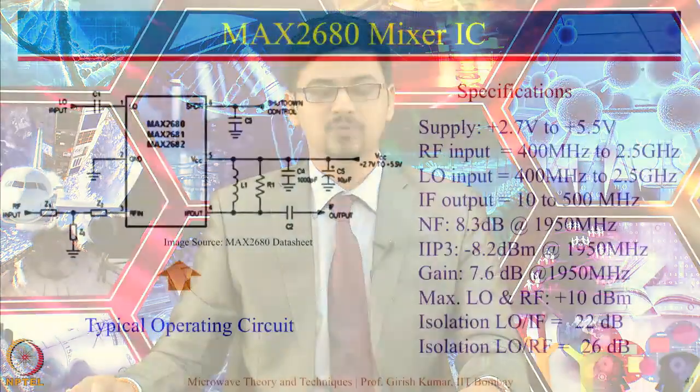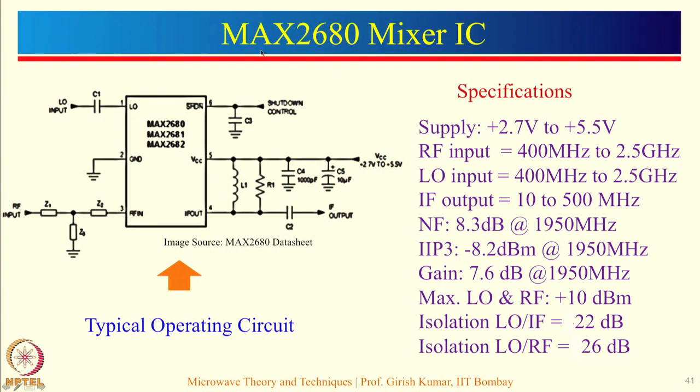You have an IC from Maxim Semiconductor, which is MAX2680. The specifications are, it requires a supply voltage of 2.7 to 5.5 volts. The RF input and LO input can be in the range of 400 megahertz to 2.5 gigahertz, which is quite broadband. IF output is from 10 to 500 megahertz. Noise figure is 8.3 dB at 1.95 gigahertz. IP3 is not that good, but it's still 8.2 dBm at 1.95 GHz. Gain is around 7.6 dB.